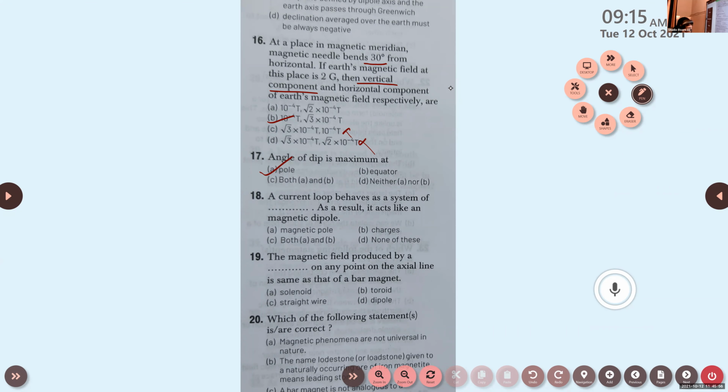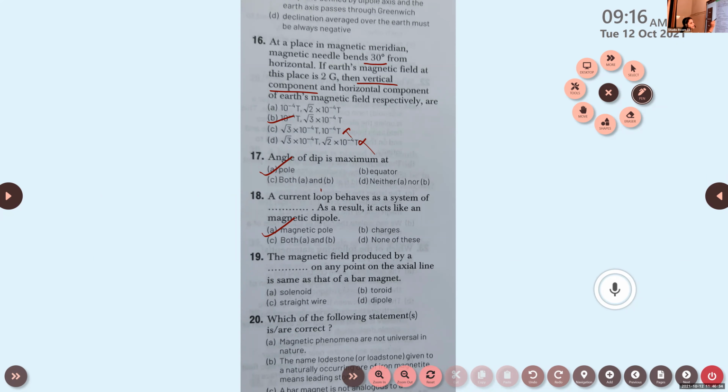Why? It acts like a magnetic dipole, no? Yes, a current loop behaves as a system of magnetic poles. Then only does it act like a magnetic dipole. It acts like a north pole and a south pole. So here the correct answer is option A, magnetic pole. A current loop behaves as a system of magnetic poles. As a result, it acts like a magnetic dipole. It must consist of two poles, one acting as a north pole and the other as a south pole.